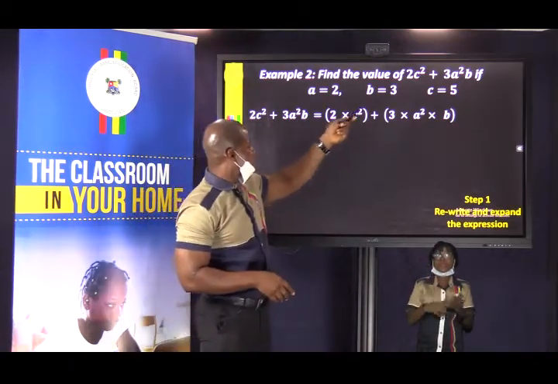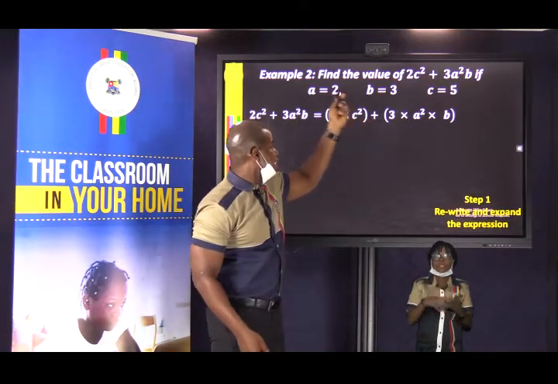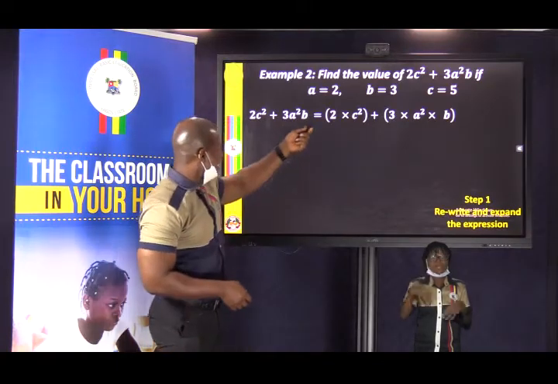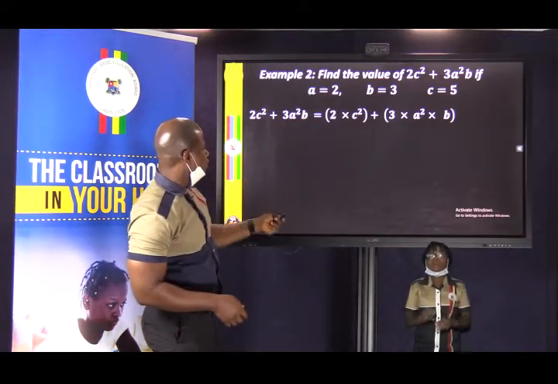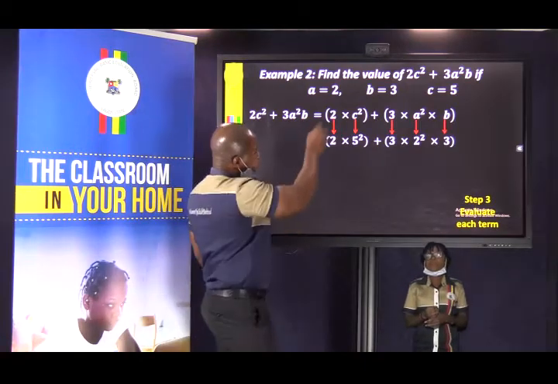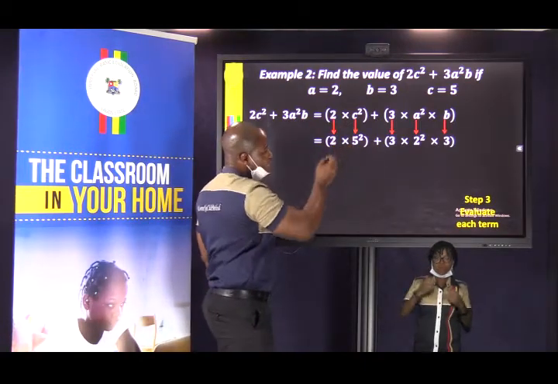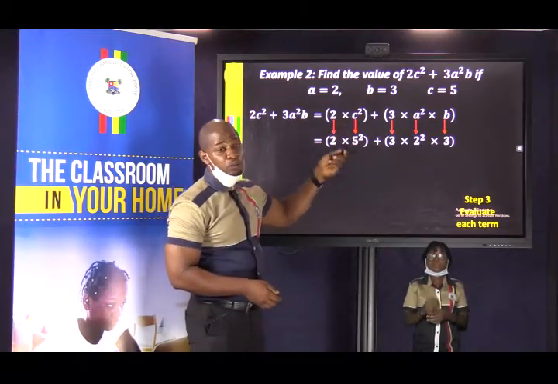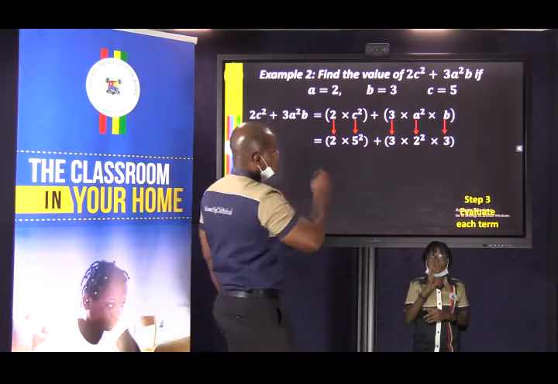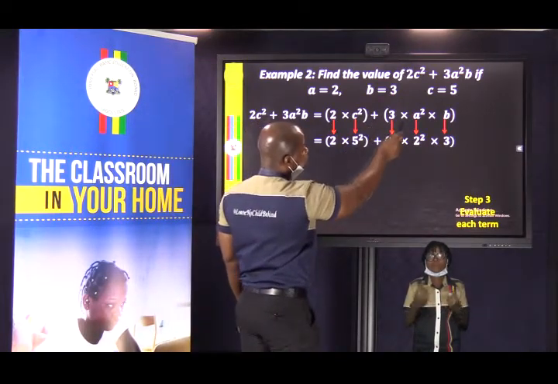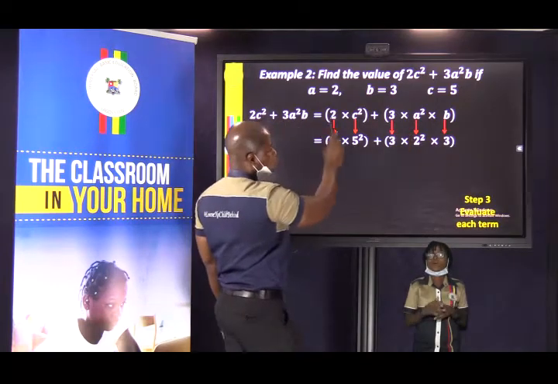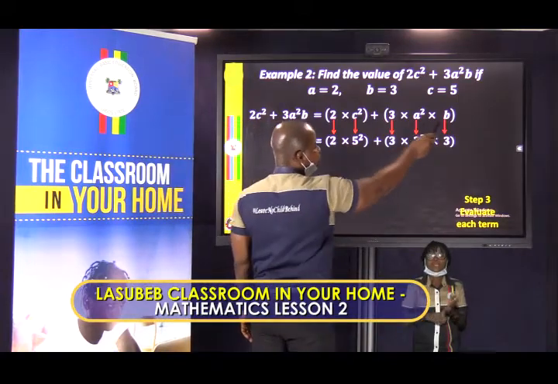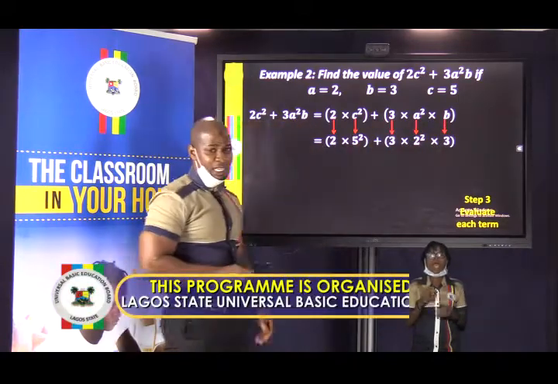What is c? That is 5. What is a? That is 2. What is b? That is 3. So let's see how the substitution will be made. On the next line, I come down, bring down the equality sign. So 2 comes down. Now instead of writing c, I write 5 because I've been told that c is 5. So c squared will translate to 5 squared. Then this plus comes down, 3 comes down, multiplication comes down. A, I've been told, is 2, so a squared will be 2 squared. Now finally, this multiplication comes down. Then b, I've been told that b is 3.